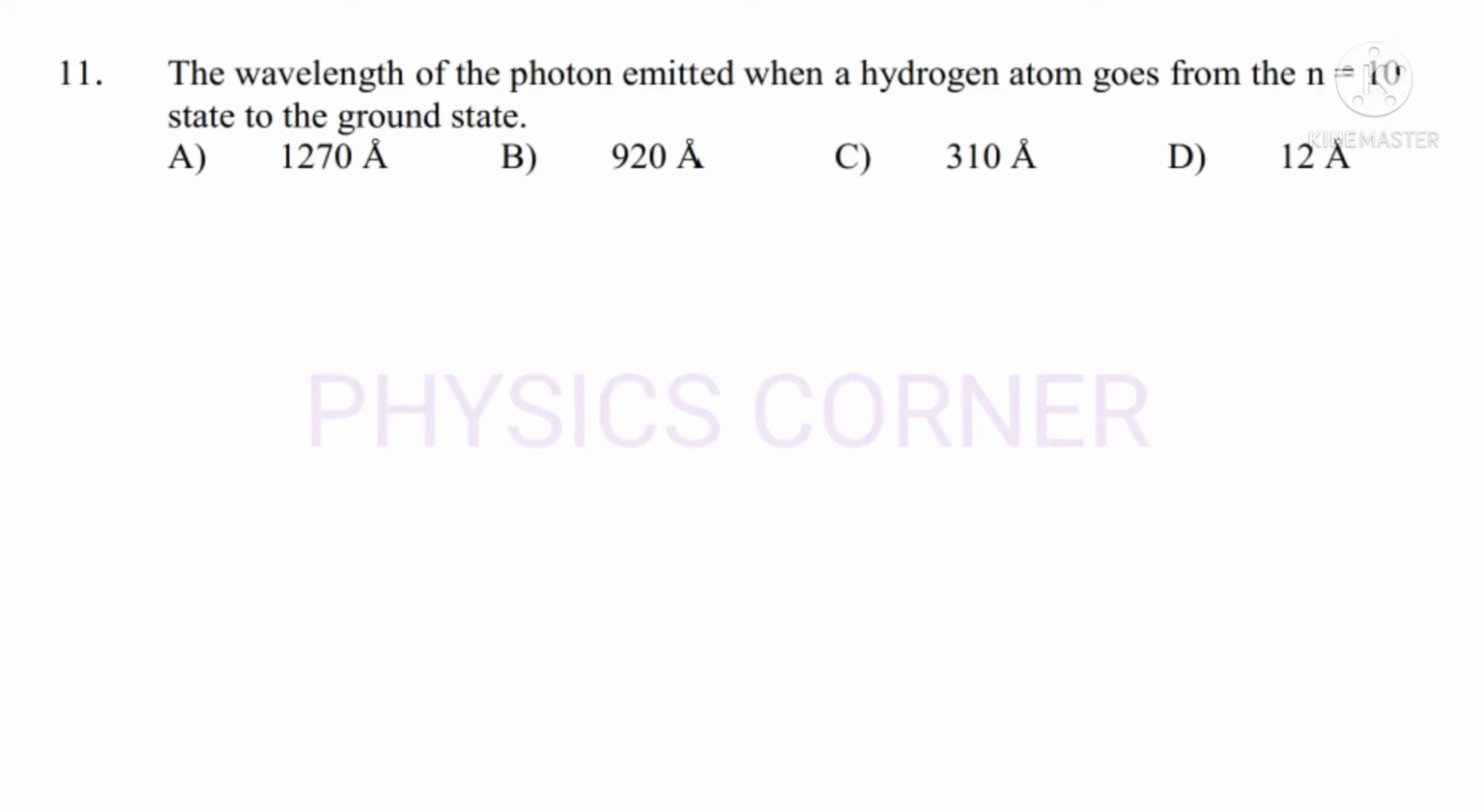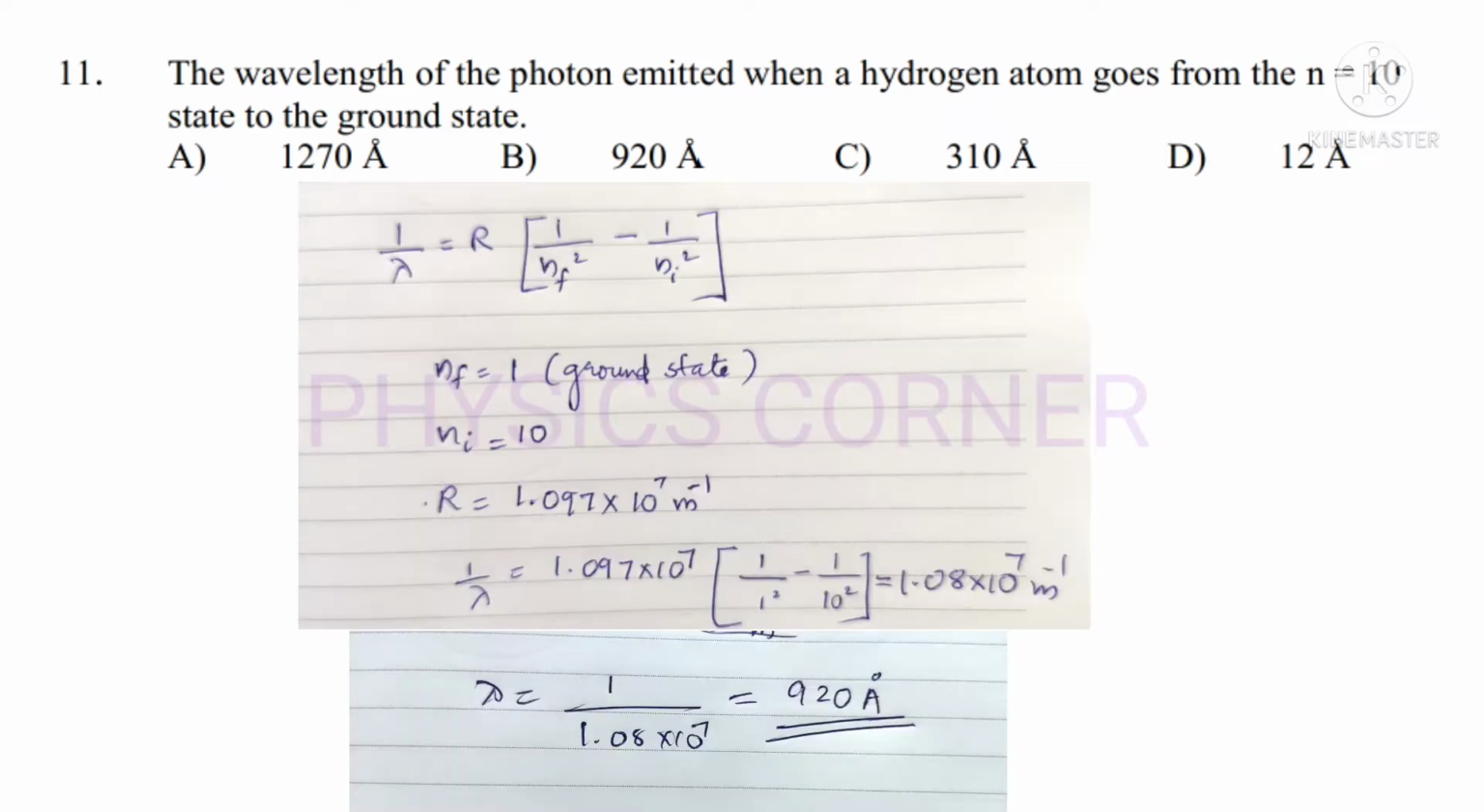11th question. The wavelength of the photon emitted when a hydrogen atom goes from the n = 10 state to the ground state. Just write down the expression, the Rydberg formula. It's used for calculating the wavelength of the photon emitted when a hydrogen atom goes from one state to another.